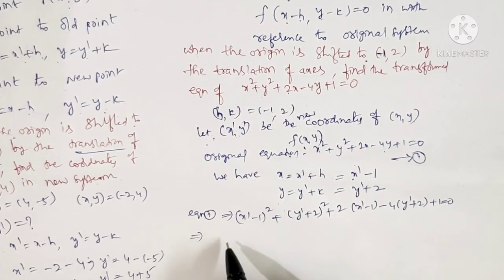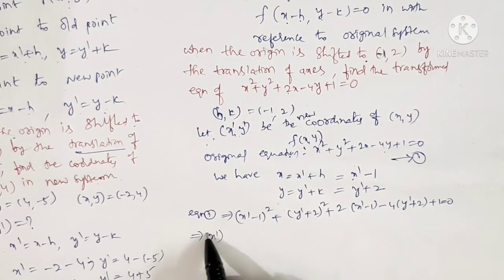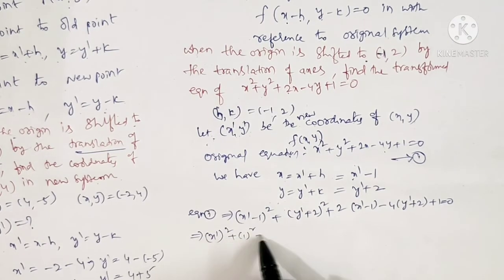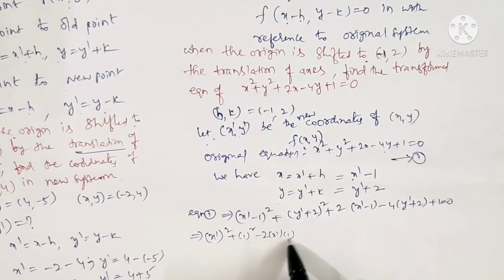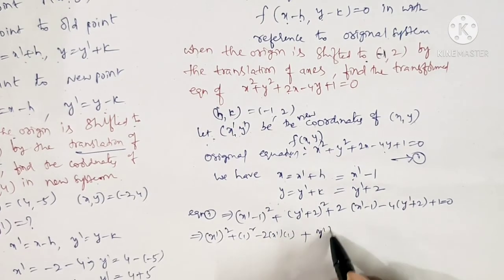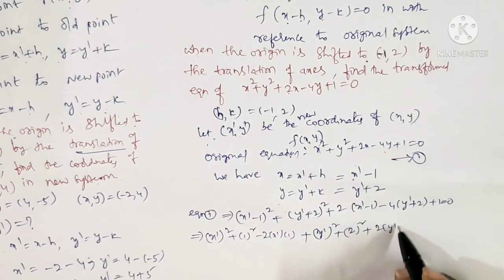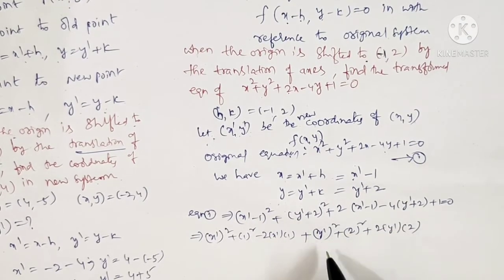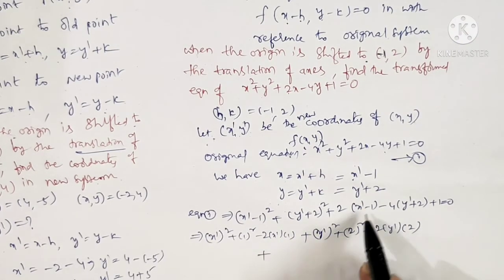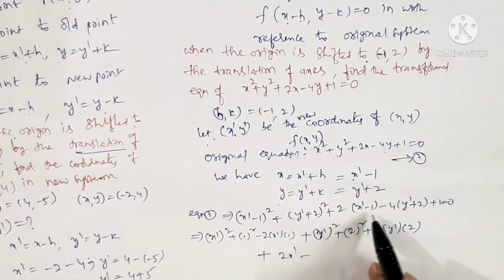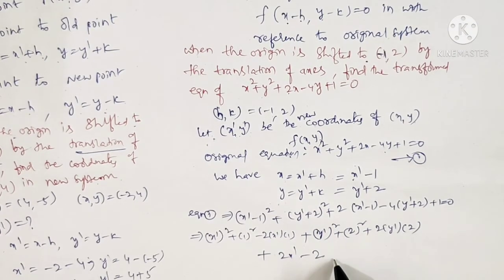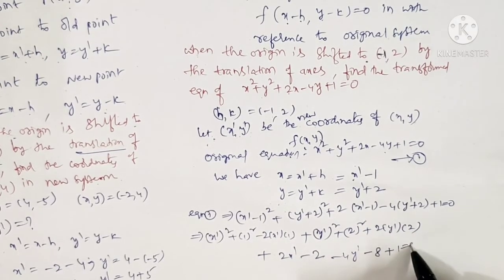So a minus b whole square is a square plus b square minus 2ab, plus here also y dash whole square plus 2 square plus 2 into y dash into 2. a plus b whole square is a square plus b square plus 2ab. Then apply the distributive property: 2 into x dash, 2x dash, minus 2 into 1, minus 2, minus 4 into y dash, minus 4y dash, minus 4 into 2, minus 8, plus 1 is equal to 0.